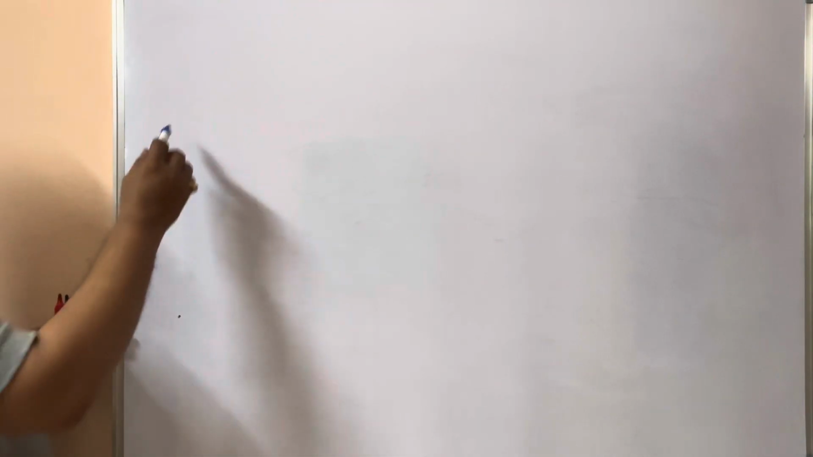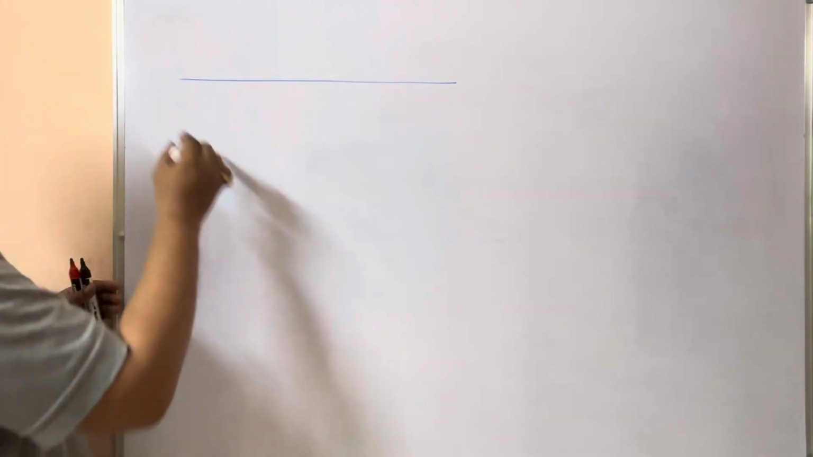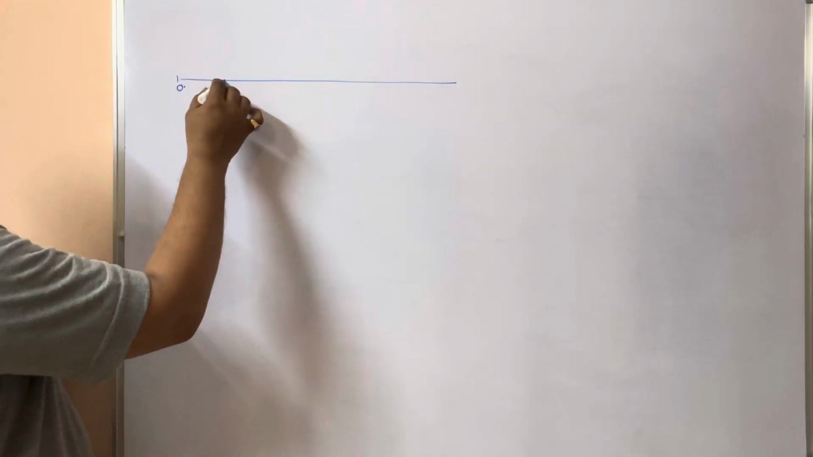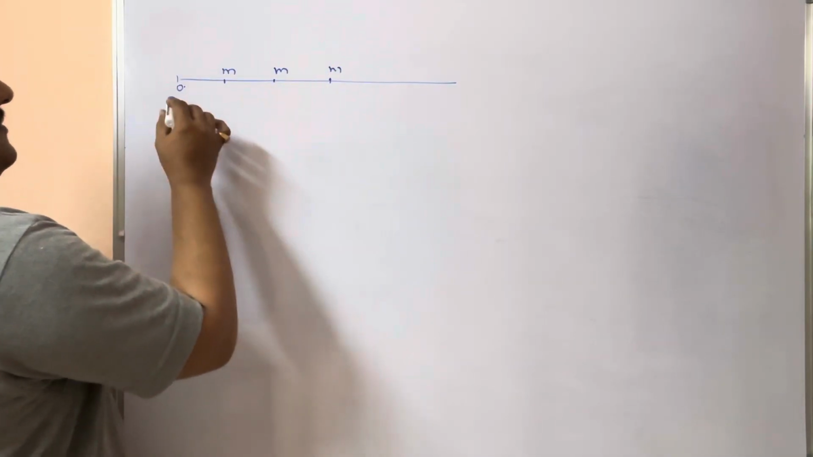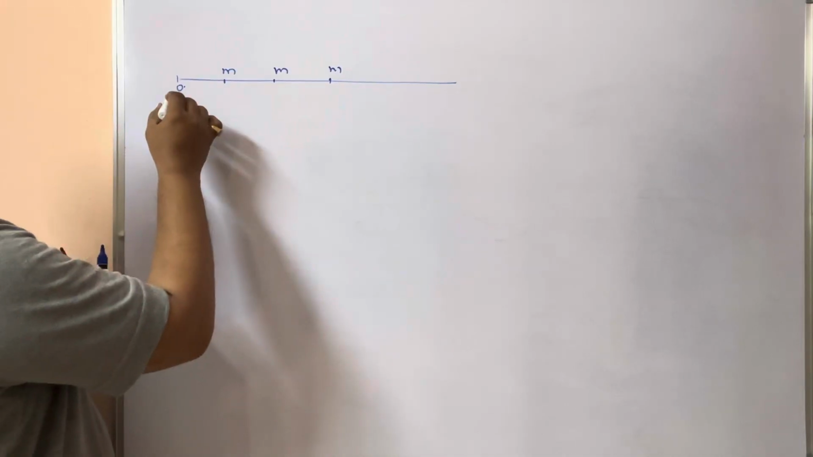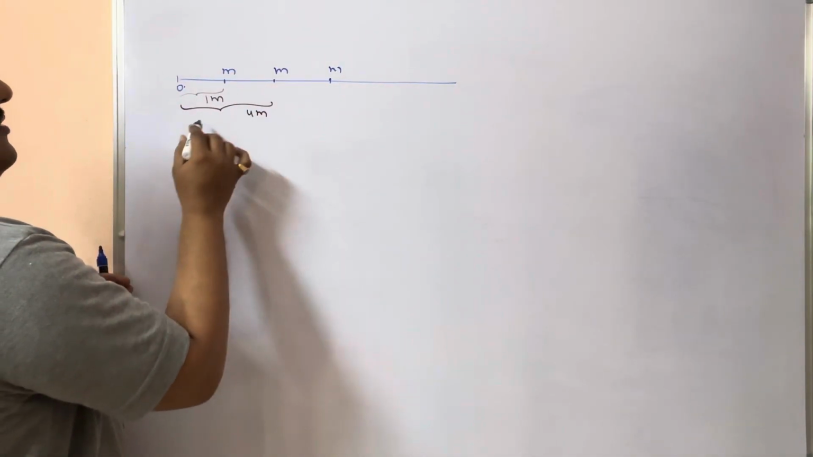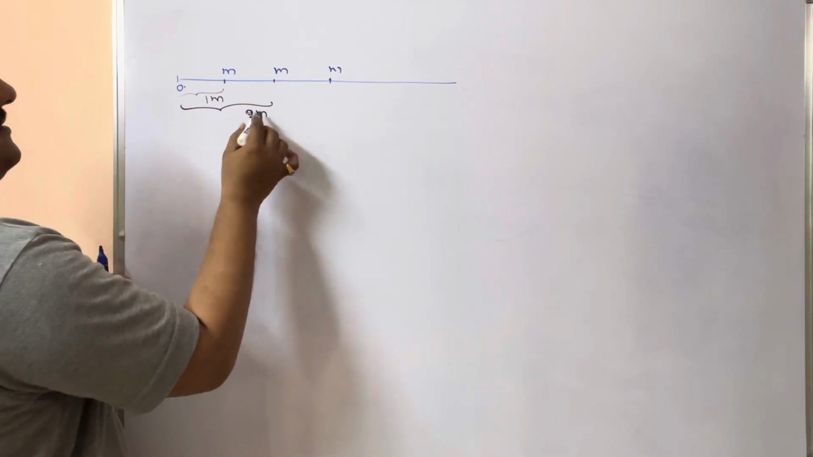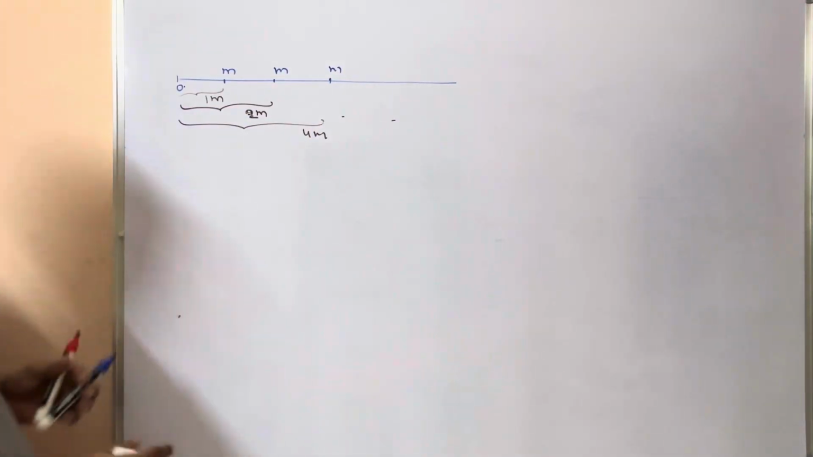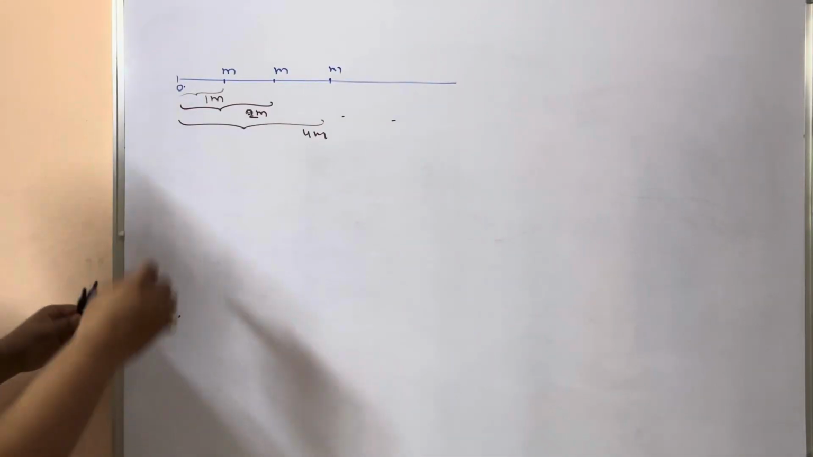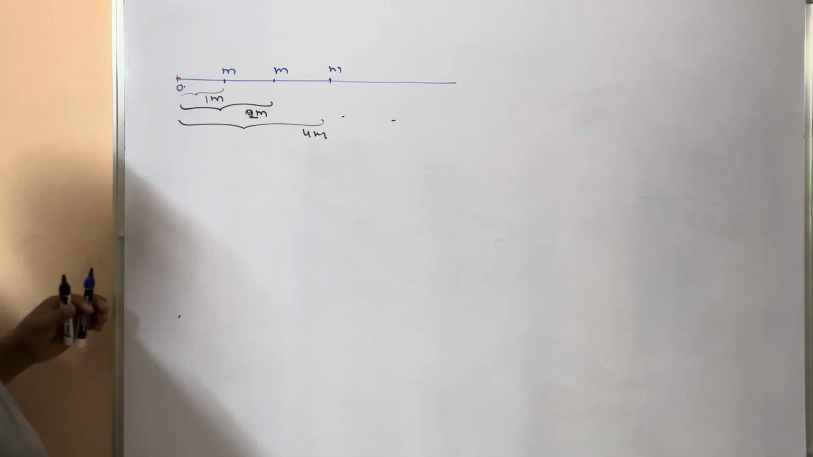So we'll see some problems related to gravitational force. An infinite number of masses, each of mass small m, are placed at 1 meter distance, then 2 meters distance, next one 4 meters and so on. Then they are going to ask what is the gravitational force at the origin.